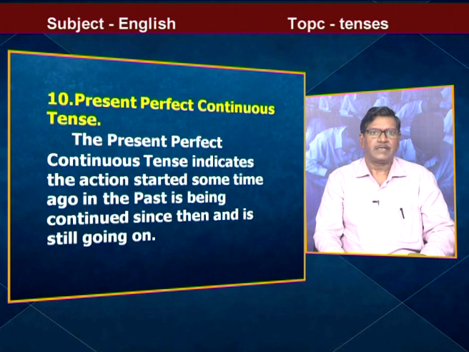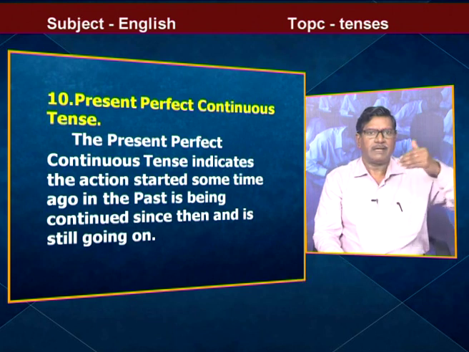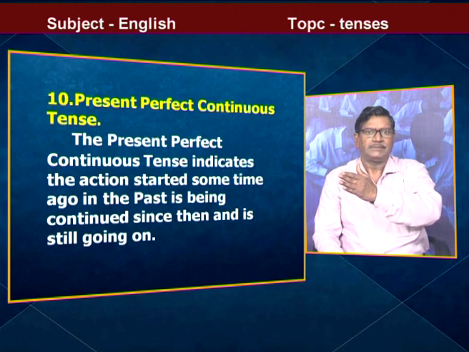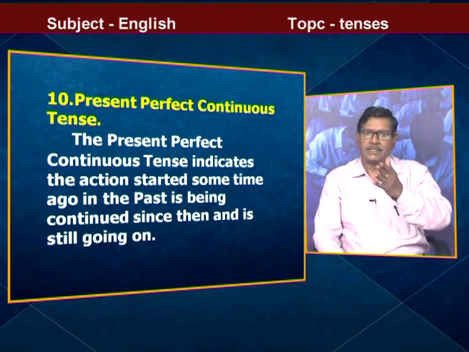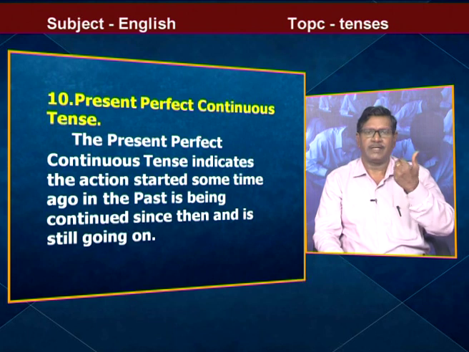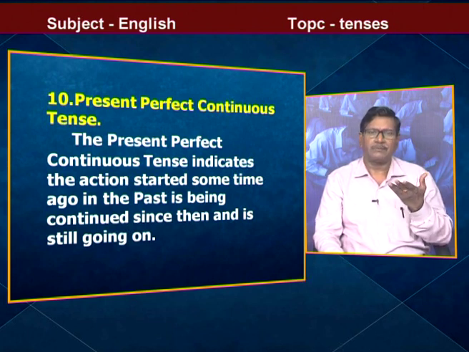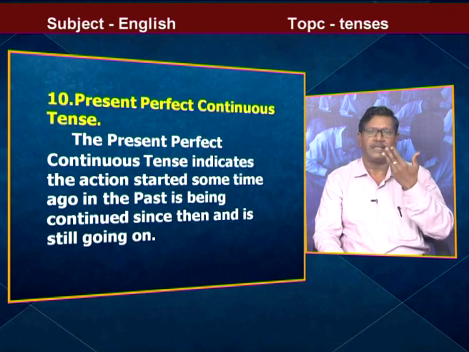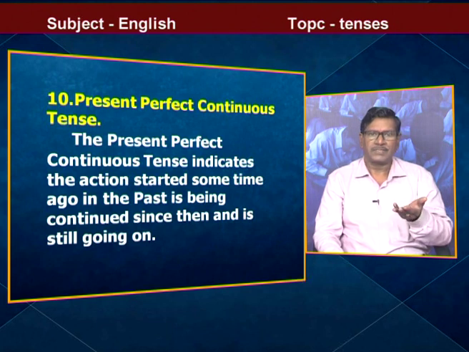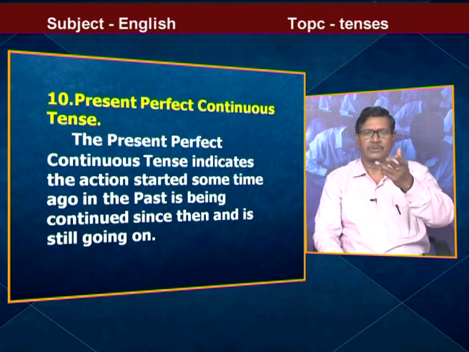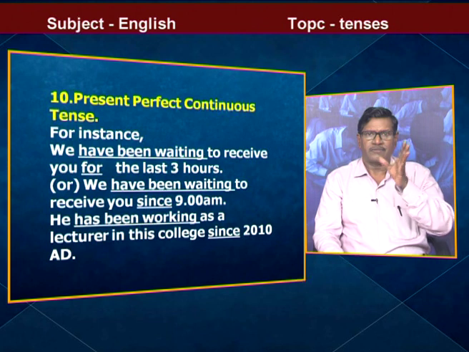Okay? Present perfect continuous. In this present perfect continuous, the action started some time ago in the past and it will be continued. And it is still going on also. For instance, we have been waiting to receive you for the last 3 hours. అబ్బా నువ్వు వస్తావు ఎదురు చూస్తూ ఉన్నాం బాబు 3 గంటల నుంచి. We have been waiting to receive you for the last 3 hours. Or we have been waiting to receive you since 9 AM. ఇప్పుడు 12 అయింది, ఉదయం 9 గంటల నుంచి నీ కోసం చూస్తాను అని చెప్పాను కదా. పీరియడ్ ఆఫ్ టైం 3 hours.